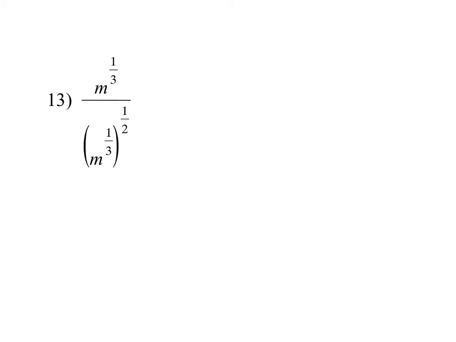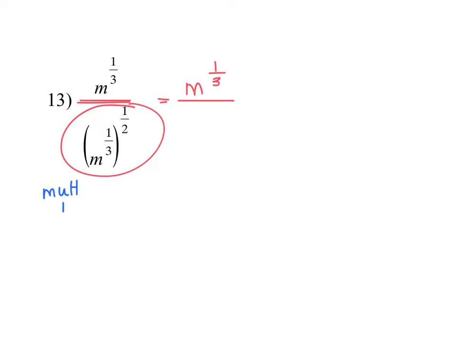Okay, again, my big fraction bar is going to be the last thing that I do, so I got to simplify the bottom first. The top is going to stay m to the 1/3. The bottom is powers to powers, so I need to multiply. 1/3 times 1/2. Multiply fractions straight across, that's 1/6. So I've got m to the 1/6 power.